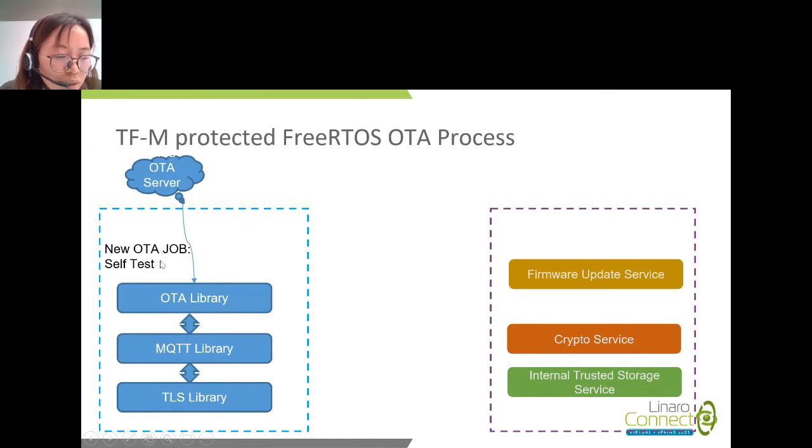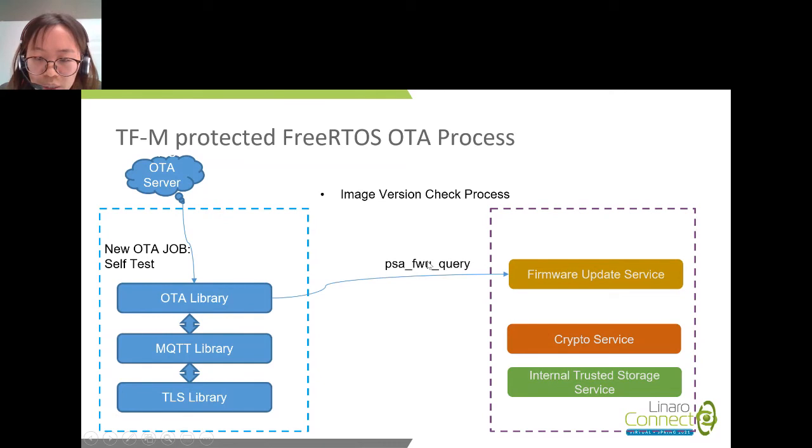But this job describes that a self-test should be done. This job is different from the former one. After receiving this job, the OTA library starts to check the image version.